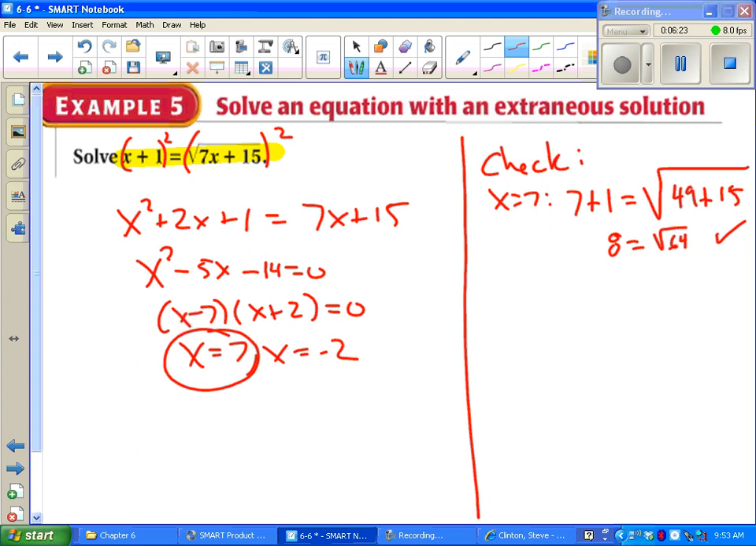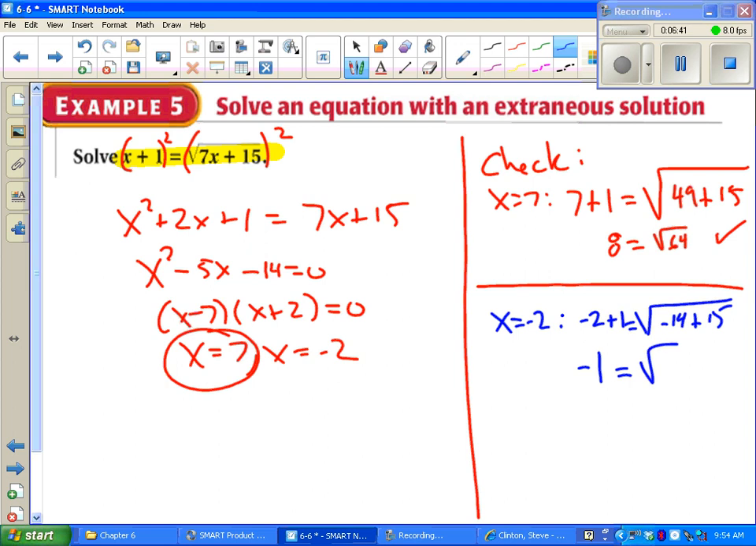So we're going to have to check the -2 also. We plug that in, we get -2 plus 1 equals square root of -14 plus 15. So we get -1 equals square root of 1. That's not quite right. So we have to throw that answer away.